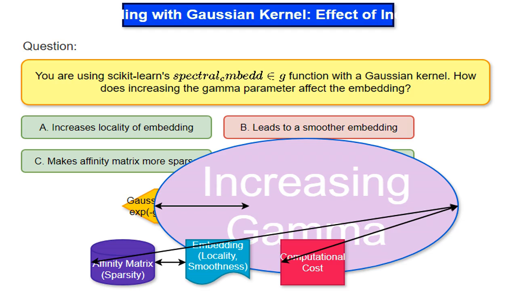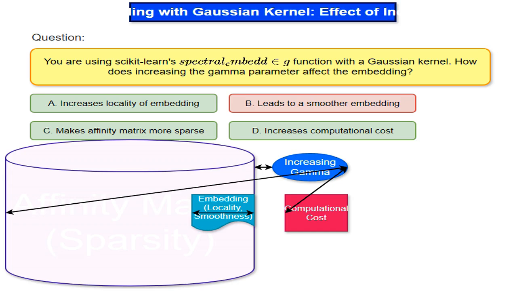Let's talk about what happens when we increase gamma. Remember, gamma controls the width of the Gaussian curve. A larger gamma creates a narrower curve. This impacts how the spectral embedding algorithm sees the relationships between data points. The affinity matrix shows the pairwise similarities between data points, calculated using that Gaussian kernel. When I increase gamma, only points really close together will have high similarity values. Other pairs get near zero values. This creates a sparser matrix, fewer non-zero values.